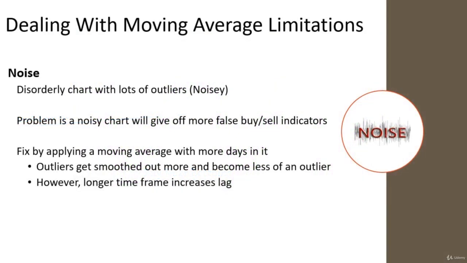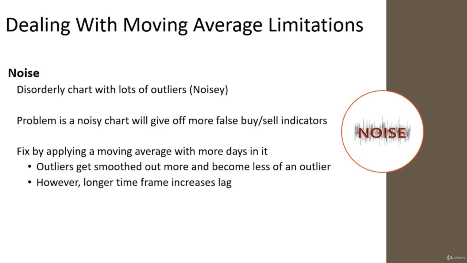Another limitation dealing with moving averages is noise, right? If you have a disorderly chart, there are lots of outliers, so it's kind of noisy. You have spikes, or you have high prices, low prices. It doesn't seem to be very organized as far as a chart, a noisy chart. It can give off more false buy and sell signals, right? It's going above and below the line, whipsawing a lot. It just seems to be all over the place.